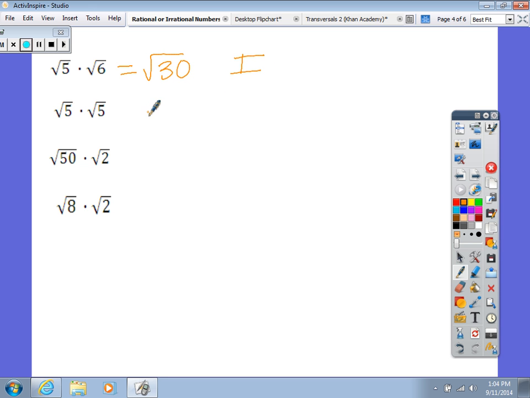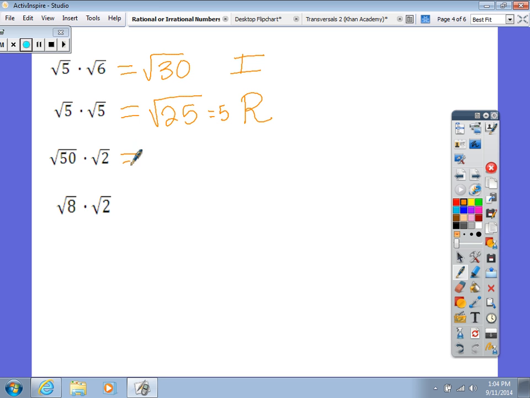Okay, the square root of 5 times the square root of 5 is the square root of what? 25. And is there a square root of 25? Yes, because that is 5. So guess what, guys? That means that this is rational. So that just means your final answer would be rational in the end. Your product would be rational.